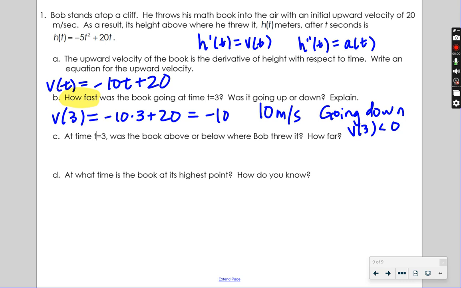At time t equals 3, was the book above or below where Bob threw it? If we're asking where it physically is, that's the position function. And really, I'm wondering what the displacement is here. It's saying from the beginning to time t equals 3, where are we? So let's find h of 0 and h of 3. What is h of 0? 0, okay. H of 3.